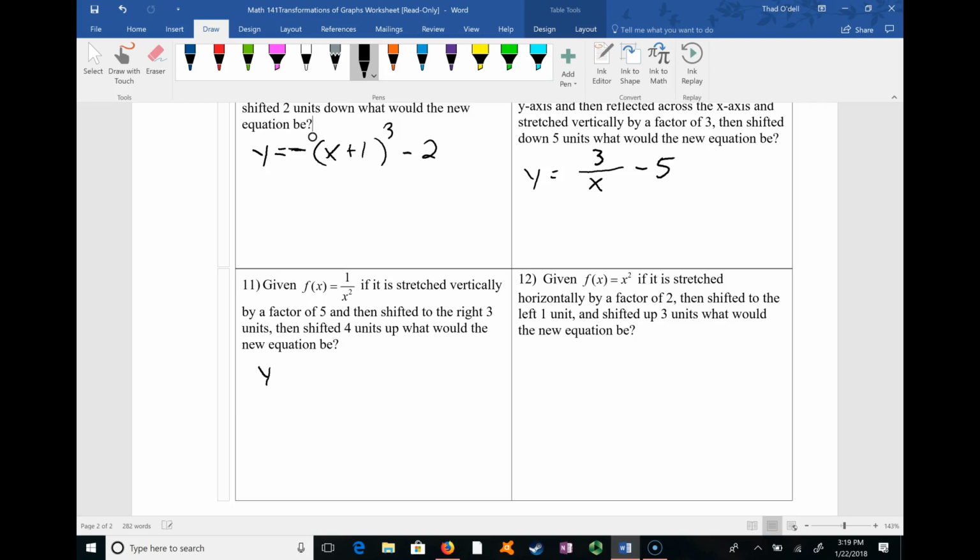So we got to start out with y equals something over something squared. It's stretched vertically by a factor of 5. So that means 5 times 1, of course, is just 5. Shifted to the right 3. So that would be x minus 3 on the inside. And then shifted 4 units up. That'd be plus 4 on the outside.